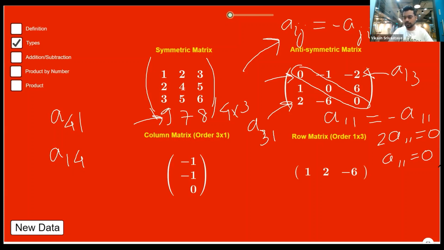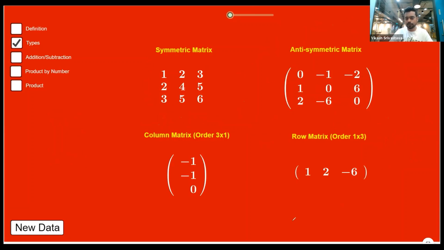Just give me a second, guys. All right, so this is the idea of symmetric and anti-symmetric matrices. Can you please confirm over the chat if you are able to understand this concept of symmetric and anti-symmetric matrix? Just let me know. All right, that's great. Now we'll move forward.